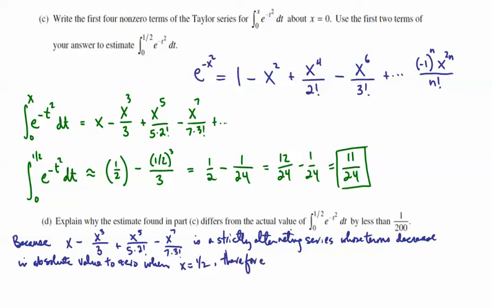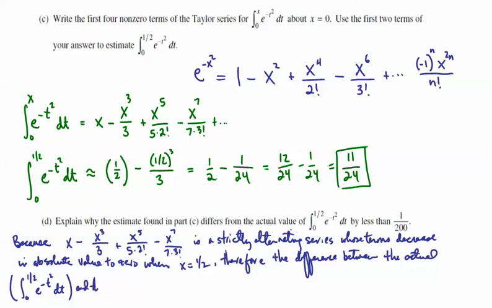Therefore, the difference between the actual, which is the integral from 0 to 1/2 of e to the negative t squared dt, and the estimate using two terms, that would be our 11/24, must be less than the third term.